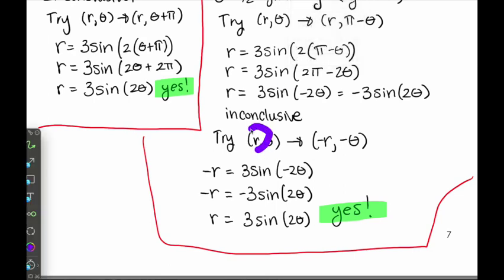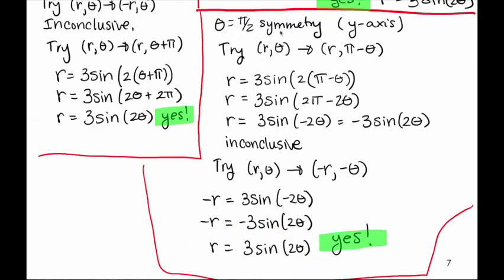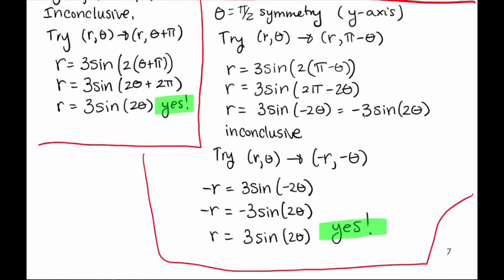For this one, we're going to replace r with negative r and theta with negative theta. When I do that, I get negative r is equal to negative 3 sine 2 theta, because sine is an odd function. This negative can go away, and I can replace it with a negative 3 in front. Then when we divide both sides by negative 1, we get r is equal to 3 sine 2 theta. So using this test, we did get the same thing back. So we do have theta equals pi over 2 symmetry, or y-axis symmetry.